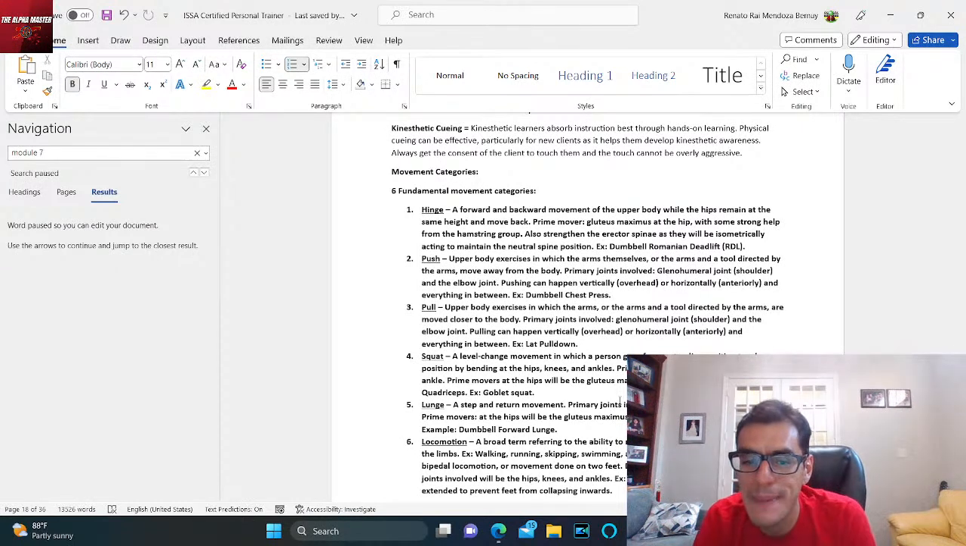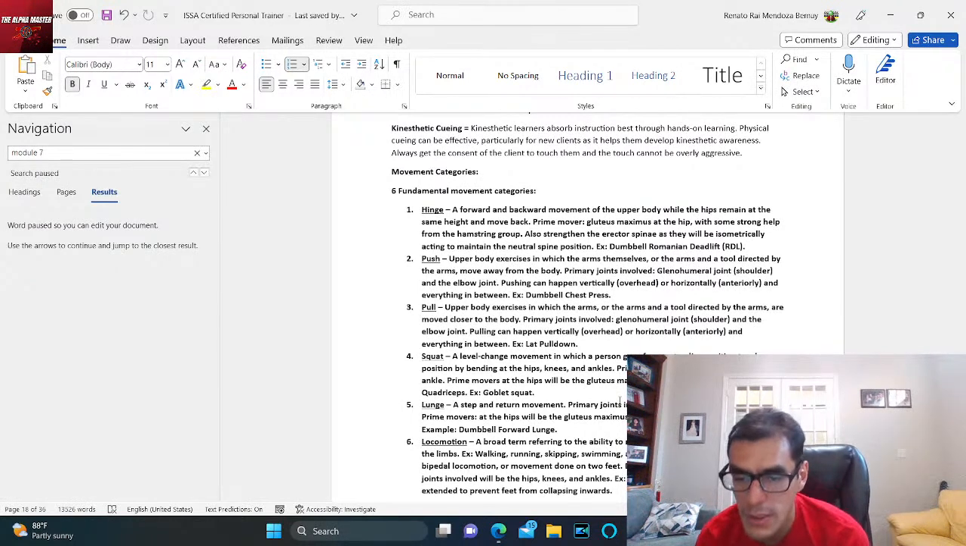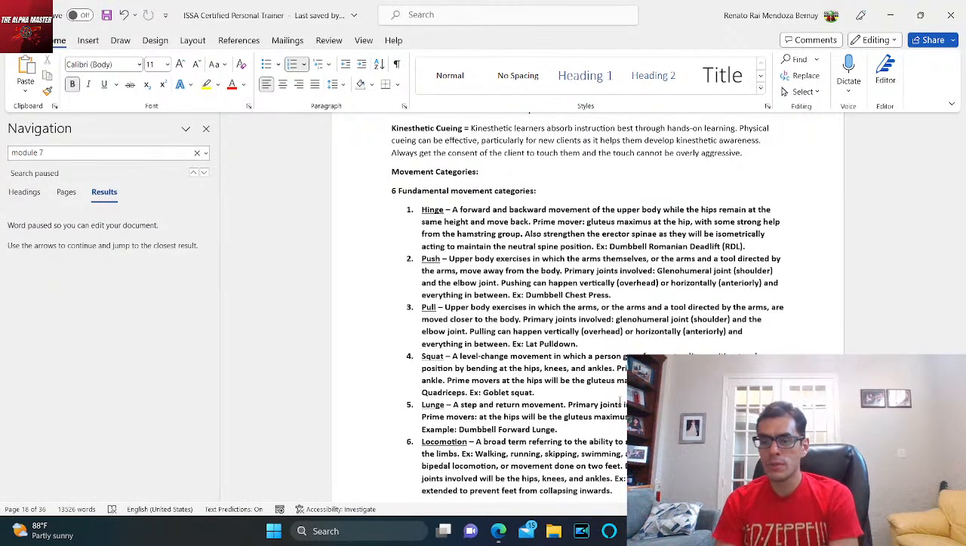This course will focus on bipedal locomotion, or movement done on 2 feet. During bipedal locomotion, the primary joints involved will be the hips, the knees, and the ankles.